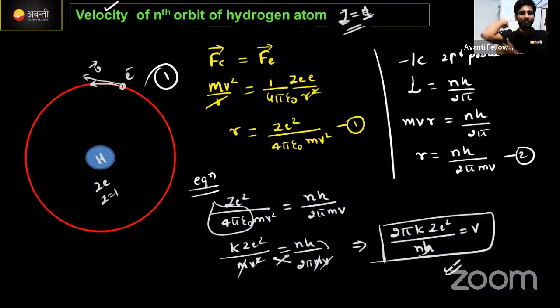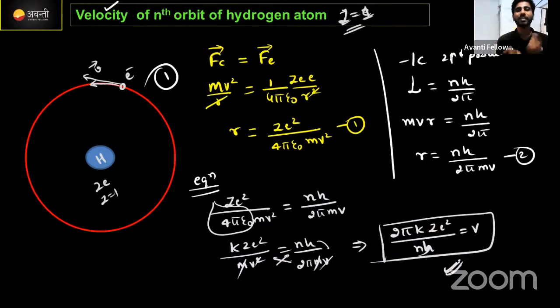This is the equation for velocity of an electron which is moving in a hydrogen atom. Clear? Simple, guys. Don't mug up the formulas. This is a one kind request.